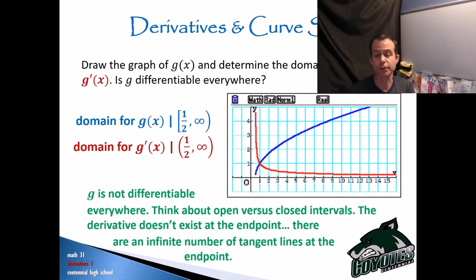Think about open versus closed intervals. The derivative doesn't exist at the endpoint. There are an infinite number of tangent lines at that endpoint.